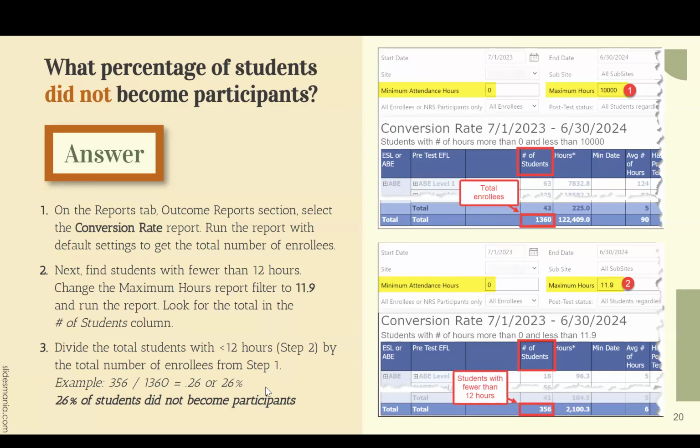If you have a high percentage, like if 26% of your students walk in the door and register but then don't continue, maybe that's something you want to look into. I'm not 100% sure what is a high rate of non-participants.